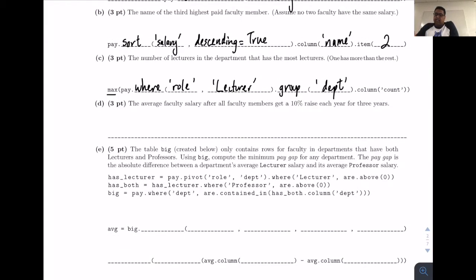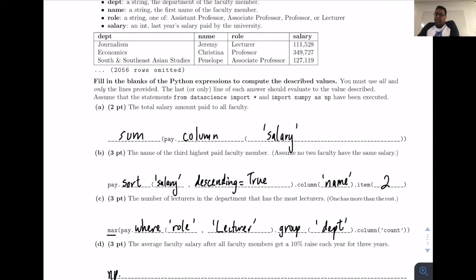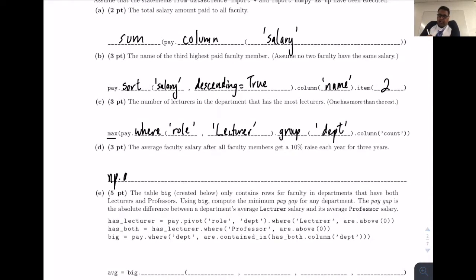Both will give you the same answer, but this is much, much quicker because clearly here we only have one line to solve this question, right? So how can we find the average of all the salaries that are being given out? Well, that's pretty simple. We just want to find the average of the column salary. So we have np.average, which will give us the average of any column, and then we just need to specify which column. So that would be pay.column salary. So this will give us the average salary value of all the faculty members right now.